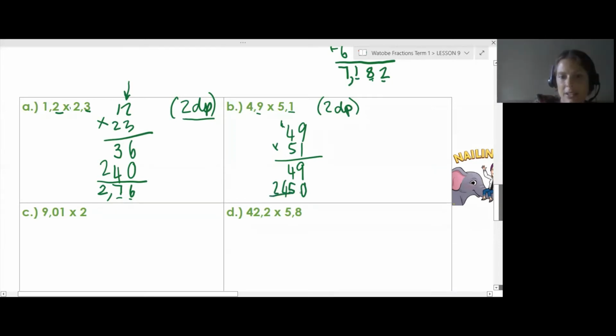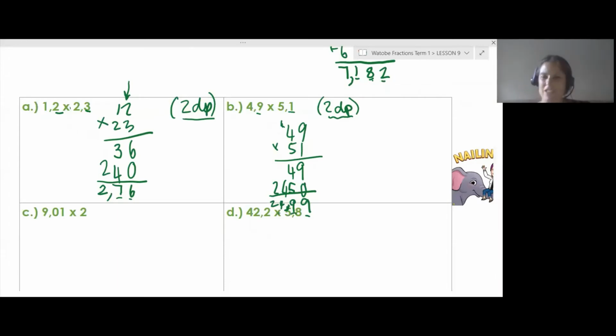Then I added that and I got 2,499. And then I counted from the back and said 2 decimal places, and the answer is 24.99. Good. Okay, so I needed 2 decimal places at the end. So I count 1, 2, and I get 24.99. Well done. Excellent. Very, very proud of you.